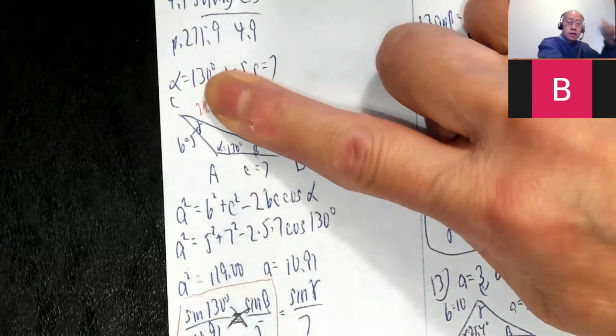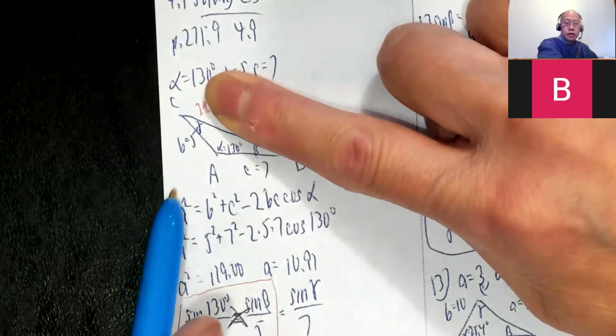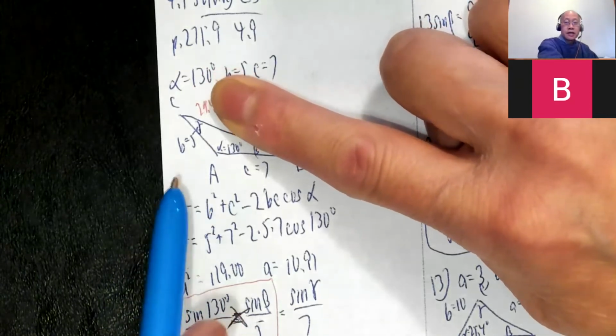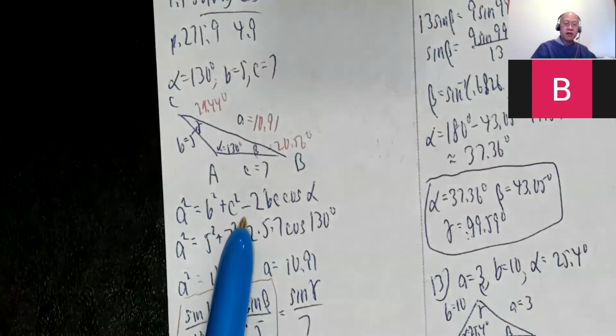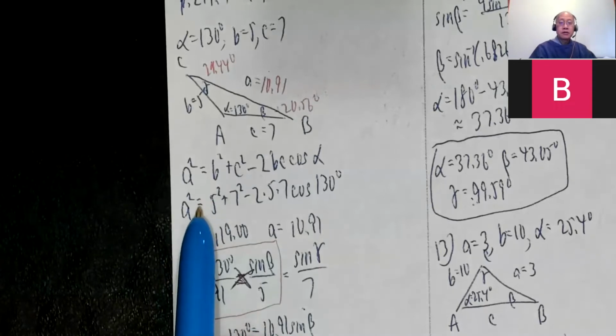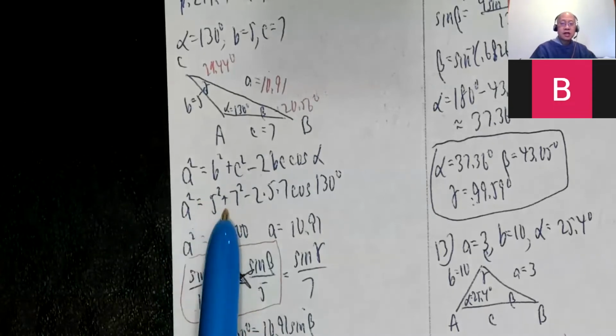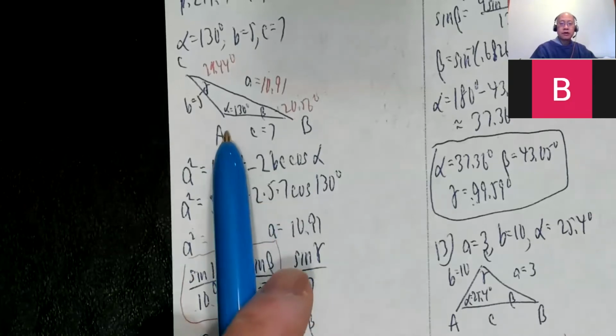Okay. So I have one of each letter. So if you try to set up law of sines, it wouldn't work. So I use law of cosines. So that's going to be A squared equals B squared plus C squared minus 2BC cosine of alpha. Okay, so plug in. So B is 5, C is 7, minus 2BC, 2 times 5 times 7, cosine of 130 degrees.